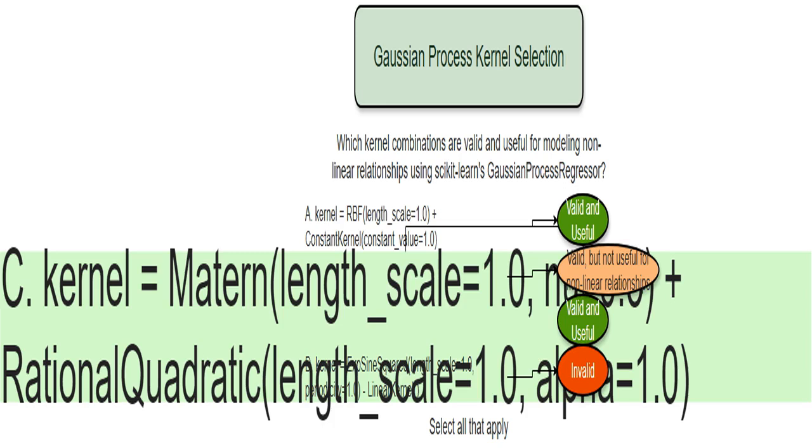This combines two kernels, Matern and rational quadratic, both capable of handling nonlinearity. Combining them gives flexibility and more power to capture complex patterns in your data. It's another excellent and valid choice for modeling nonlinear relationships.